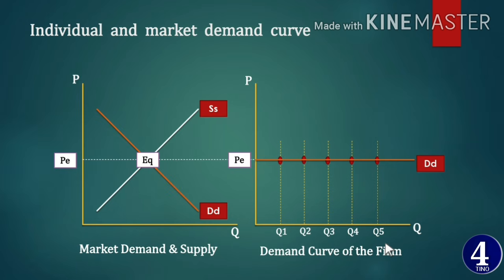Underline this concept, please. Whatever the decision of quantity that this firm decides to supply will not affect the market demand, will not affect the price. Okay, whatever the quantity decision that the individual firm is making, it will not affect the market price. Okay? All right. Now, let's continue.